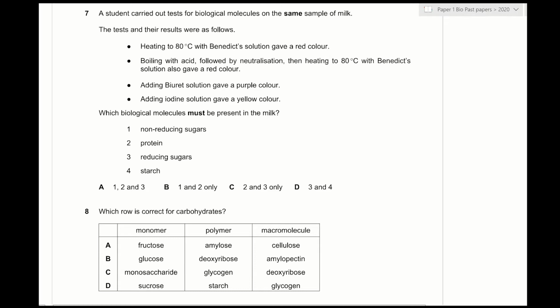A student carried out tests for biological molecules on the sample of milk. The test and the results were as follows. Which biological molecules must be present in milk? So let's start with the first point. Here it says to add Benedict's solution. Benedict's solution is used to test for the presence of reducing sugars. And it gave a red color. So from blue to red is a positive result. Therefore, reducing sugars must be present.